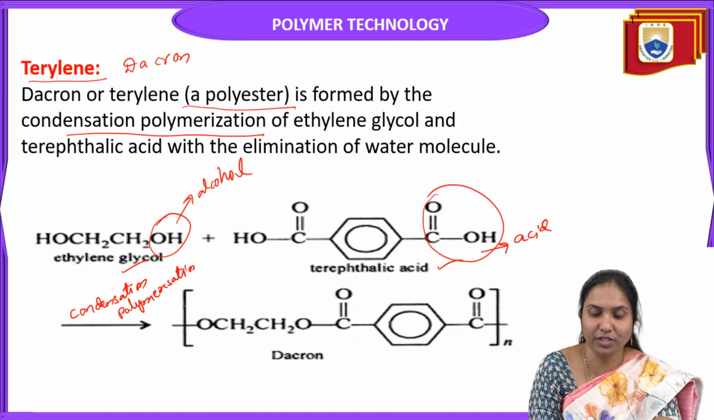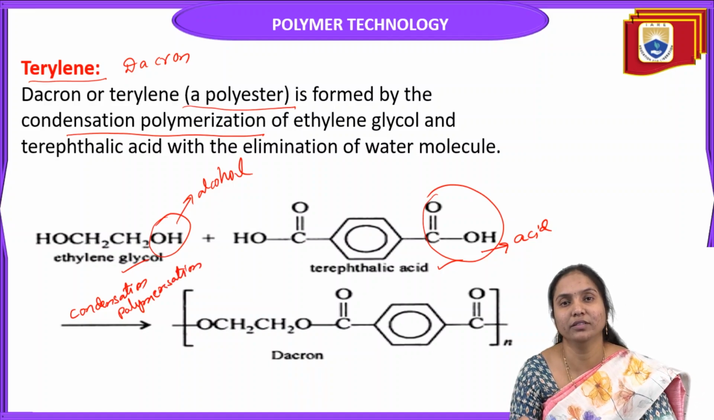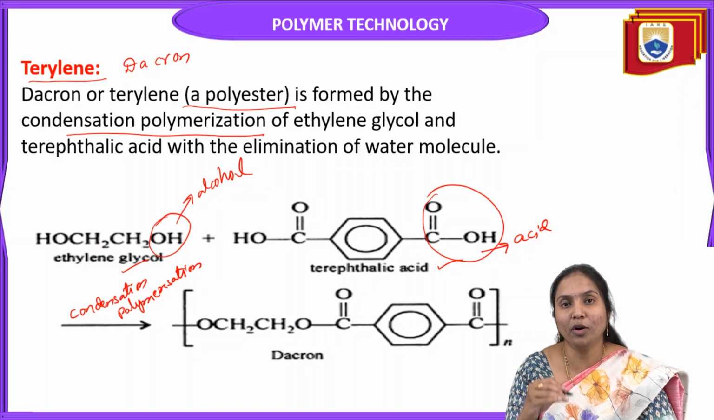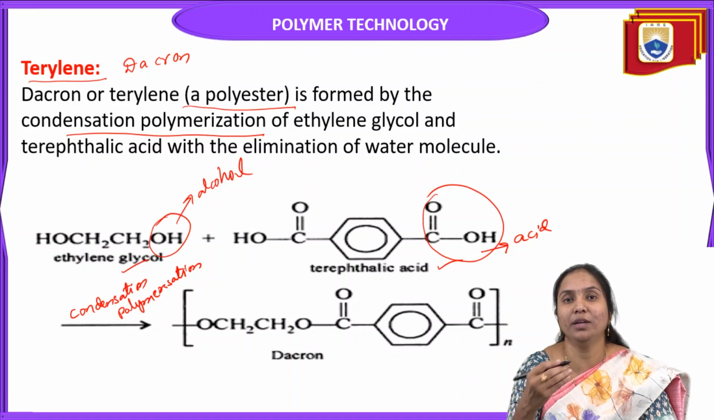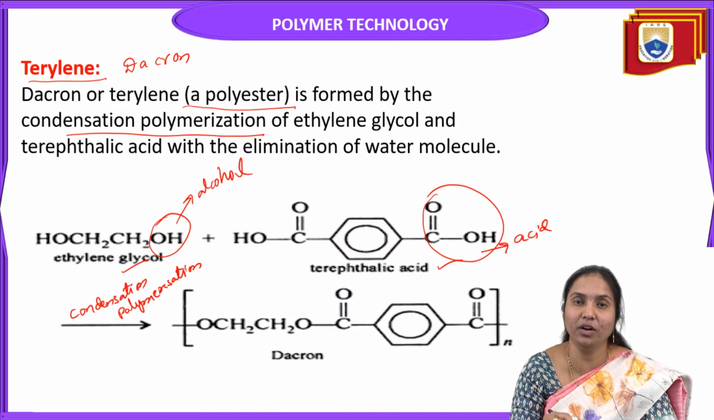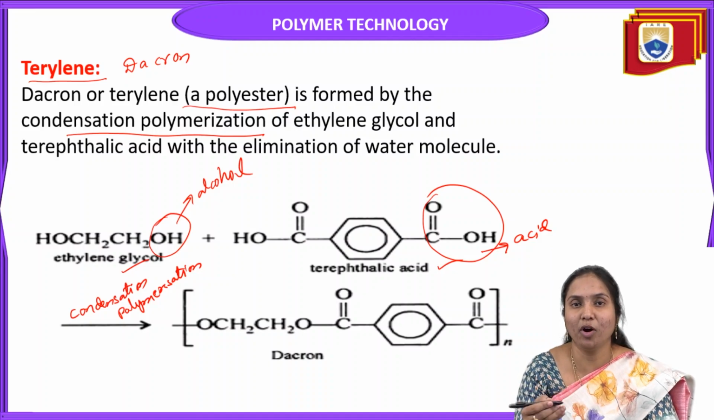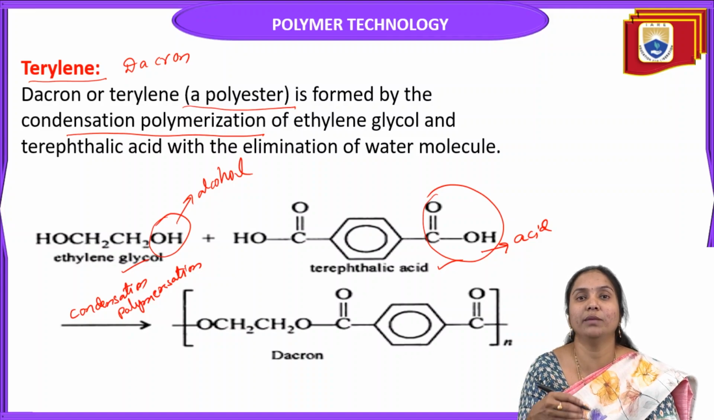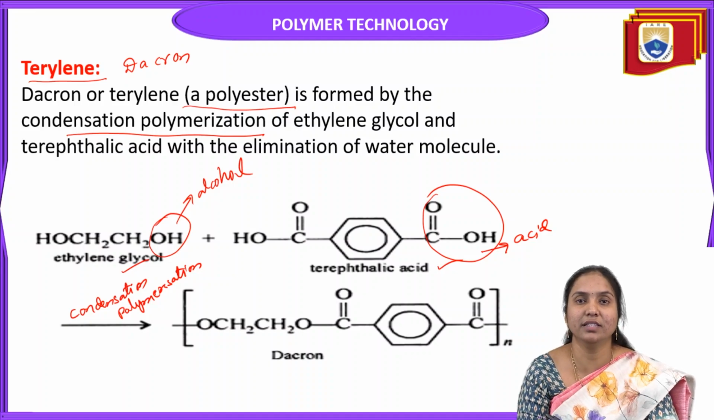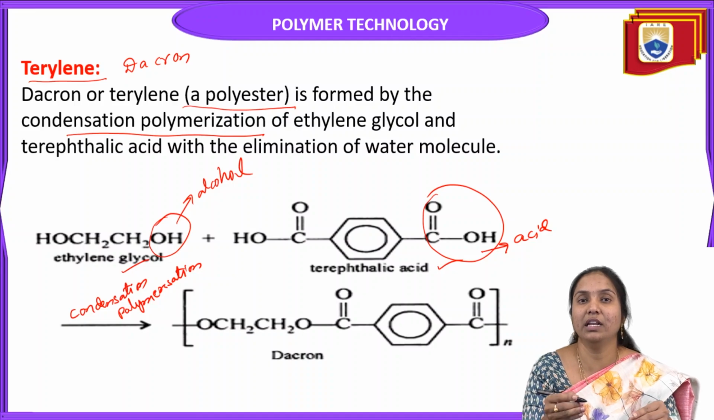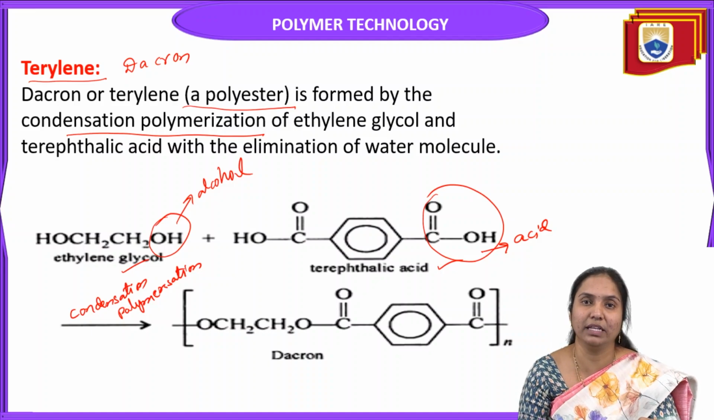Condensation polymerization. So what is the meaning of polymerization? Low molecular weight compounds converted into high molecular weight compounds. This process is called polymerization, or simply we say monomers converted to polymer. There are two types of polymerization: addition polymerization and condensation polymerization. Nylon 66 and terylene, these two synthetic fibers, are prepared by condensation polymerization.